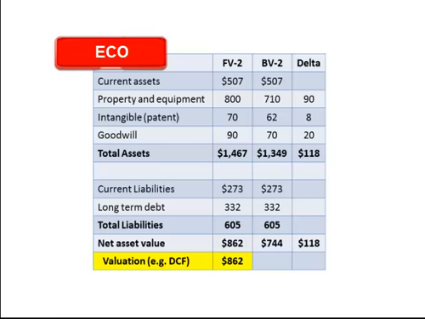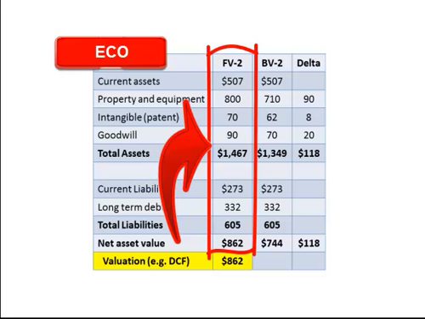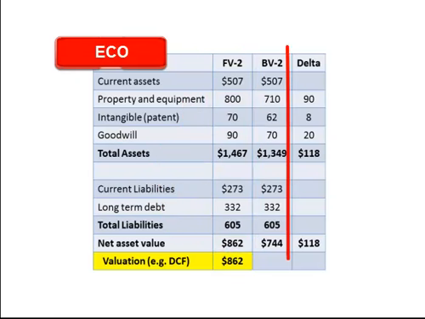Using our valuation techniques, such as a discounted cash flow analysis, we determined that the equity of ECO has remained stable at $862,000 at the end of year 2. Once again, the analysis will allocate this value to each of the assets and liabilities of ECO to simulate a purchase price allocation as shown in the first column. The delta column indicates the potential for some appreciation in the fair values of certain assets.